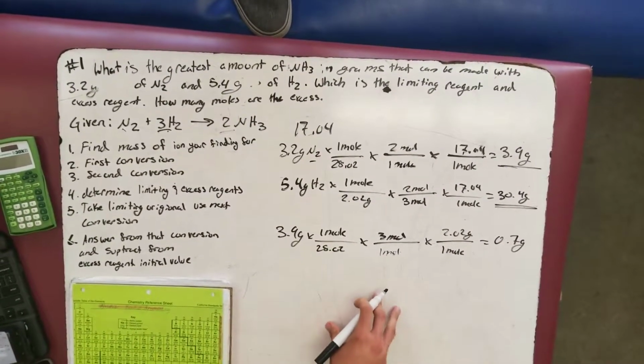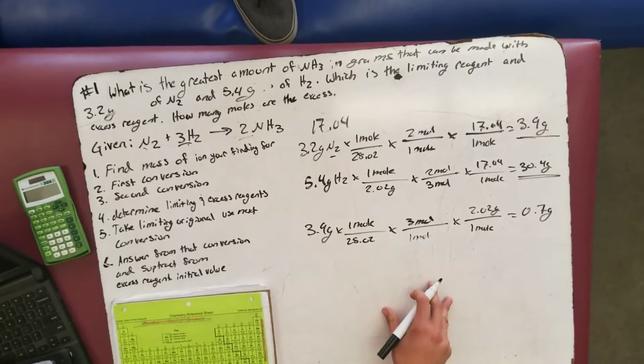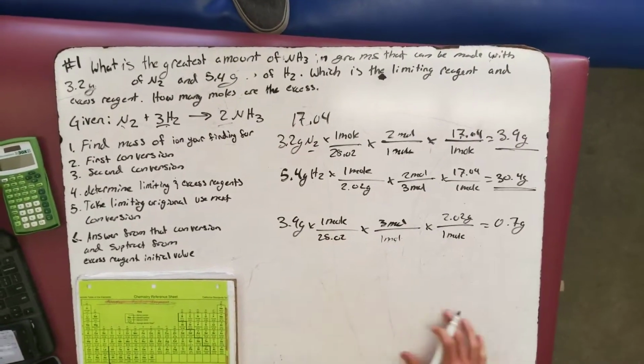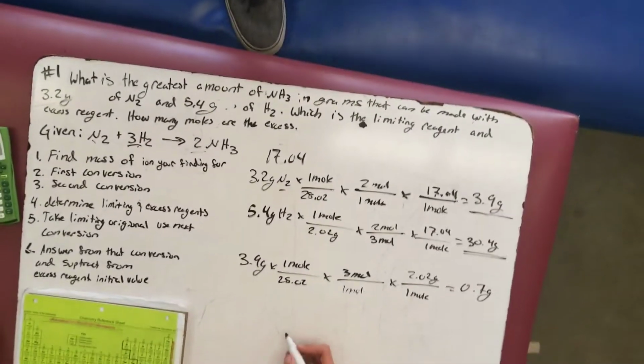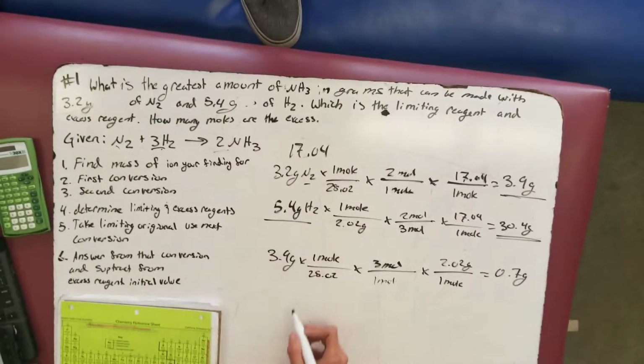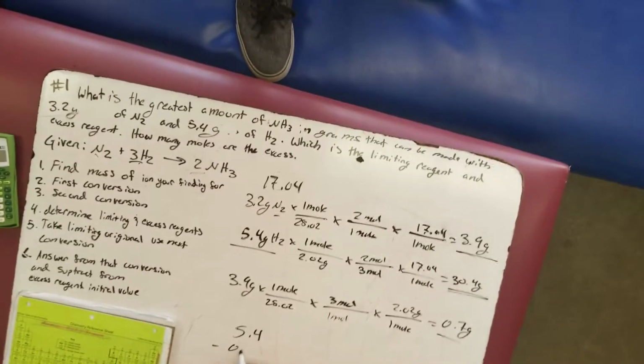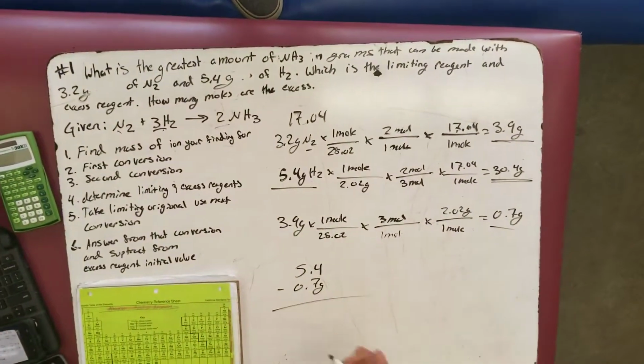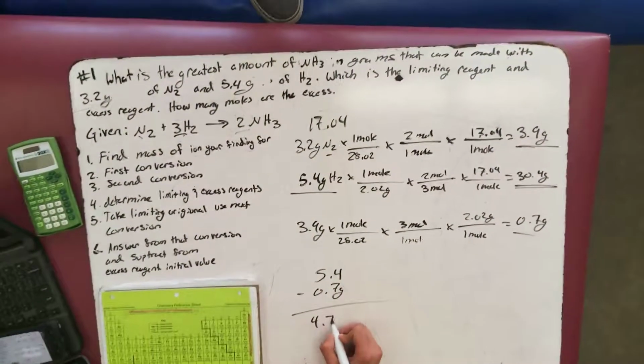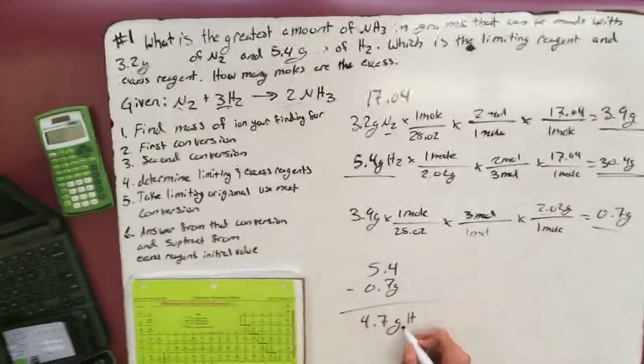Alright, now to find the final answer, which is the excess reagent, or the final excess leftover, you're going to take whatever the excess was to begin with, 5.4, and subtract from it the answer that you got right here, 0.7 grams. And then for your final answer, you're going to have 4.7 grams of NH3.